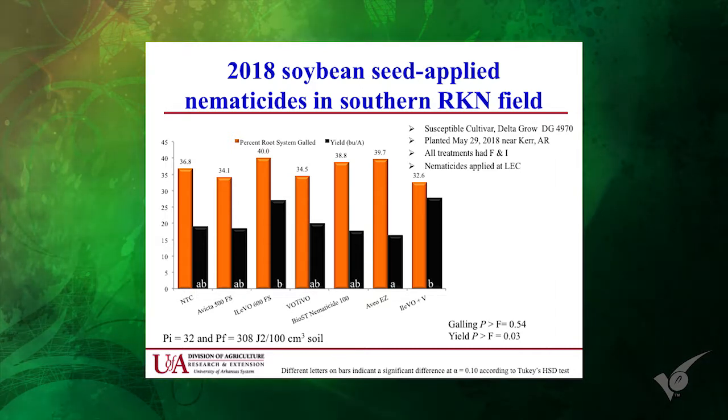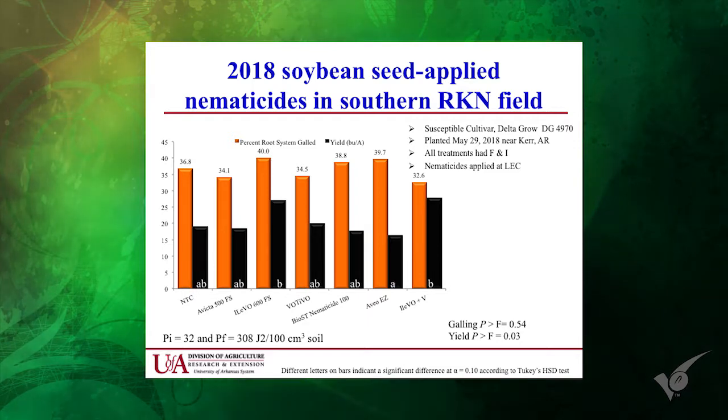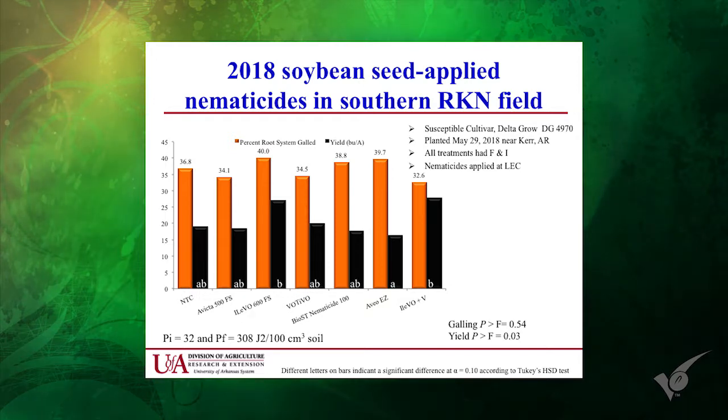Also, the final population of 308 J2s per 100 cc's is pretty high for a seed-applied nematicide. I'd rather be down closer to 60. So again, sampling early and knowing what your population is is going to be helpful, and give you more options to use some of these seed-applied nematicides. That's probably a little high for it.